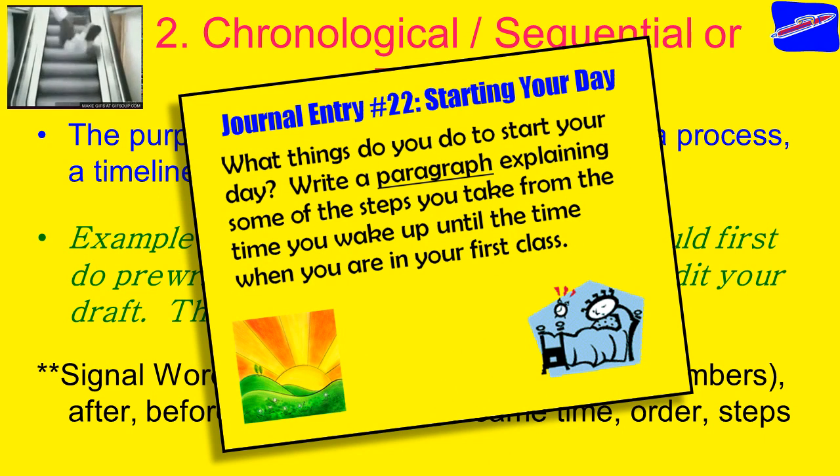This journal prompt, starting your day, was chosen because it basically forces you to write events in a specific order. Odds are that when you were writing, you used some of the signal words we just mentioned, things like first, next, then, after, etc. The important thing here is that internal text structures apply not only to what you read, but they can also apply to what you write as well.